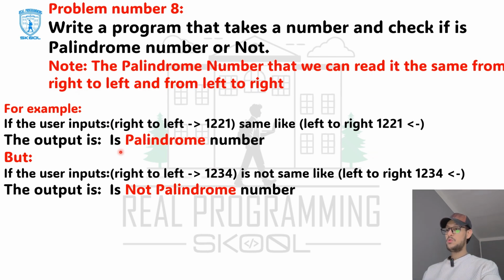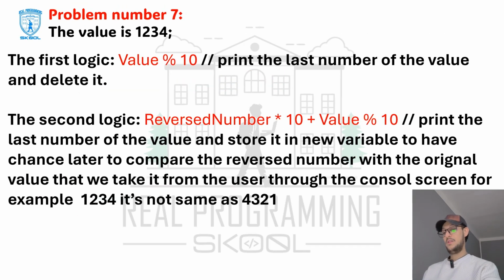All right. The output, so I'll let the compiler print for me on the console screen, is palindrome number. But if the user inputs 1234, we read it from right to left, 4321. It's not the same as left to right, so the compiler will print on the console screen, or the output will be, not palindrome number.